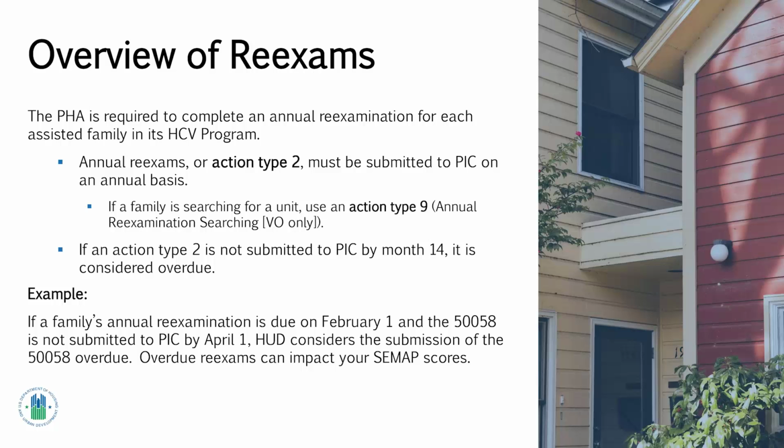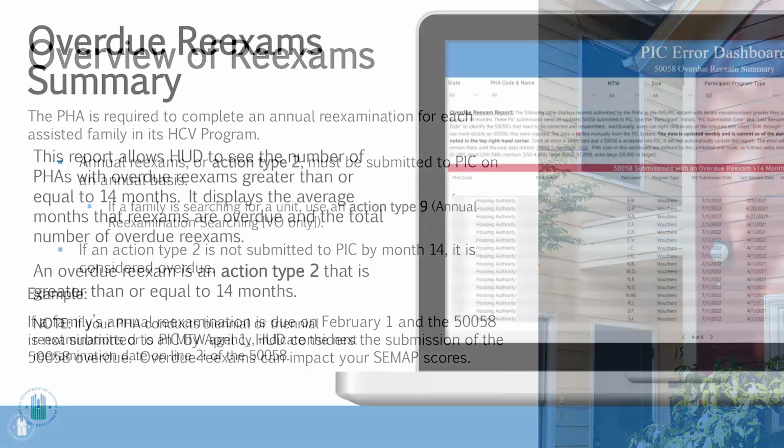If an action type 1 or 4 is the only 50058 record and it's been 14 or more months, this would also be considered overdue. If it is a number 3 interim, you should ensure that the projected next re-exam date is correct. This is on line 2I of the 50058.